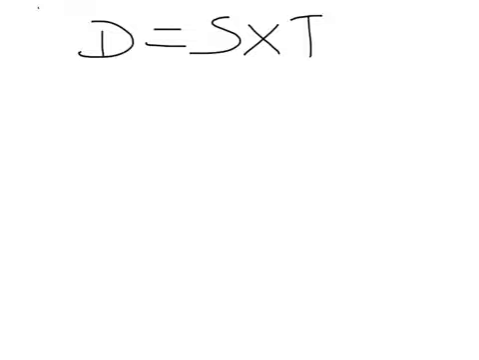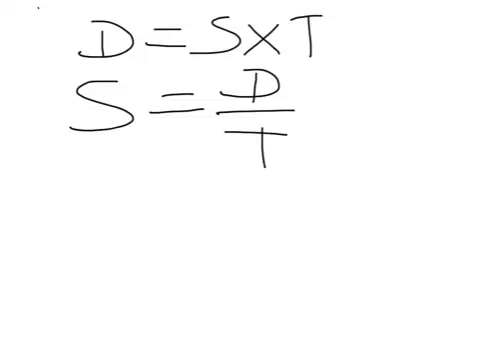We've been looking at the relationship between speed, distance and time, and so far we've seen that distance is equal to speed multiplied by time. We've also seen that speed is equal to distance divided by time, and so today we'll be looking at the third of these relationships, which is the time and how to calculate time.